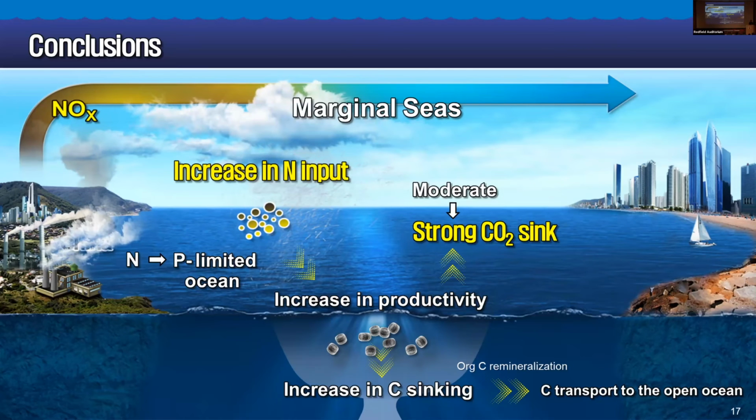Okay, let me recap my talk. Input of anthropogenic nitrate into the region progressively transformed the region from being nitrate limited to phosphorus limited, increasing productivity, and also increased remineralization of organic matter near the bottom, and then produced a very contrasting seasonal amplitude of pH and omega in this part of the marginal sea. That's it. Thank you very much.